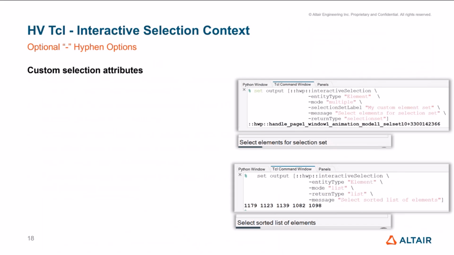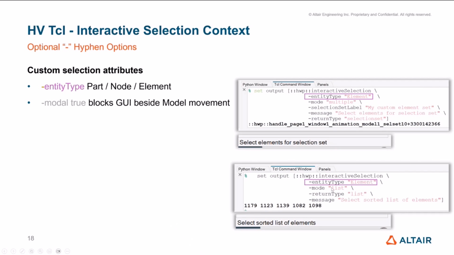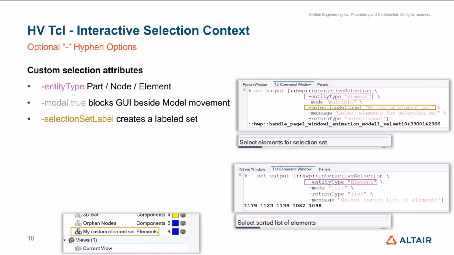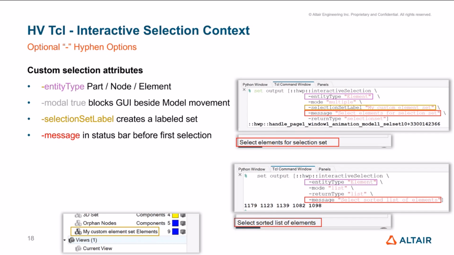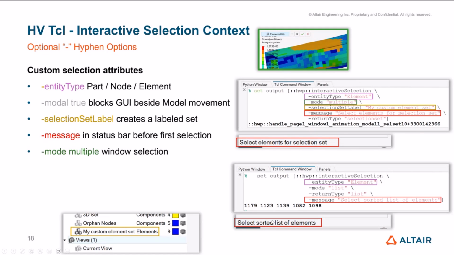How does it look in detail? So the entity types here are with the hyphen options. I can say modal if the GUI is completely blocked or if I'm allowed to use the browsers and other GUIs during. When the selection set label is set, then a set basically is created permanently. Then I also can control the message which I want to show when I start. So when the context comes up before the first selection, you see here the messages in the message box.